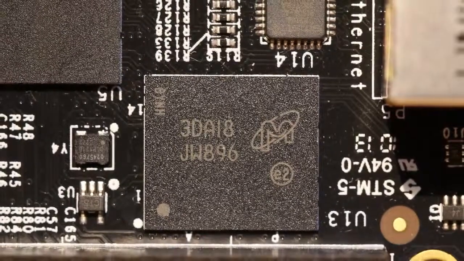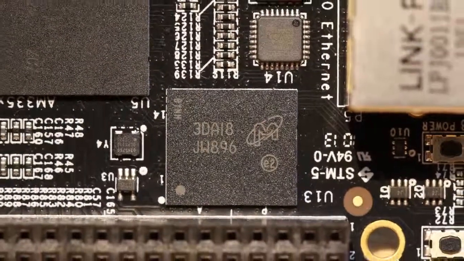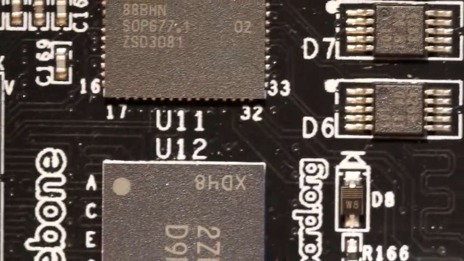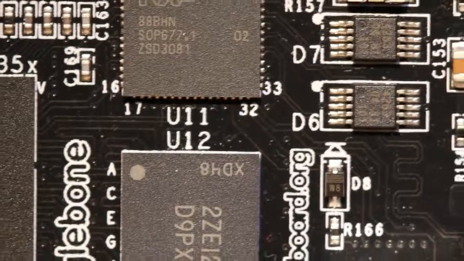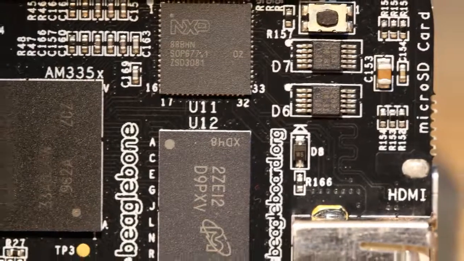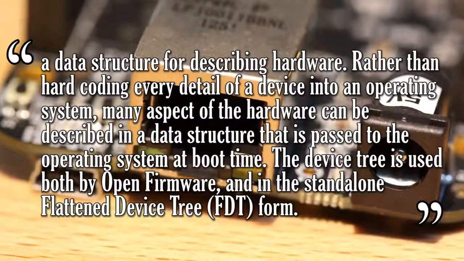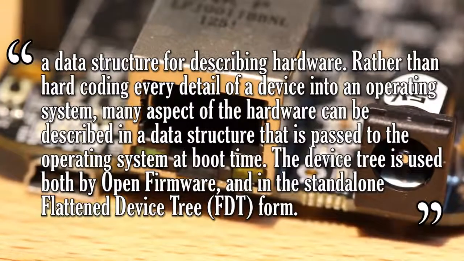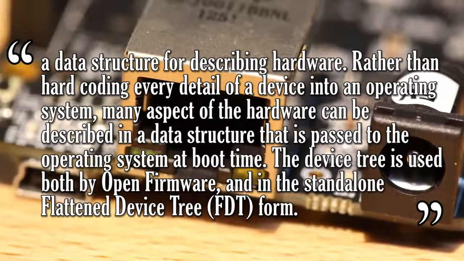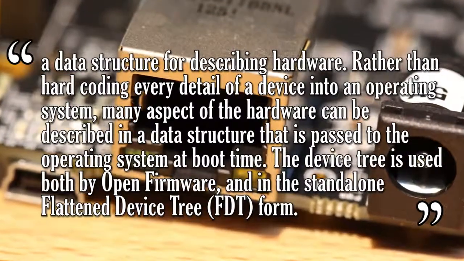In fact, they don't even have a battery to retain the time, meaning that we need to set the date and time each time we boot, as I have discussed previously in my blog. So what we have on the Beaglebone and Beaglebone Black now is a device tree to do this job. The device tree is described by devicetree.org as a data structure for describing hardware. Rather than hard coding every detail of a device into an operating system, many aspects of the hardware can be described in a data structure that is passed to the operating system at boot time.